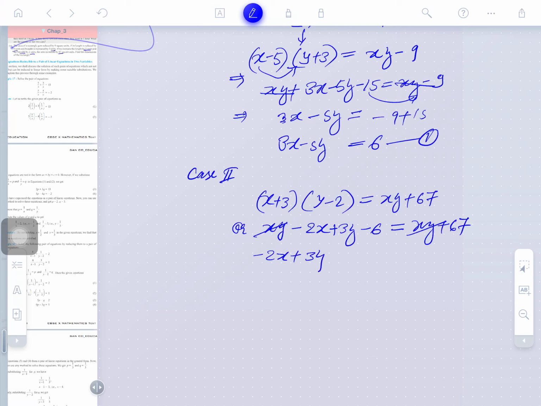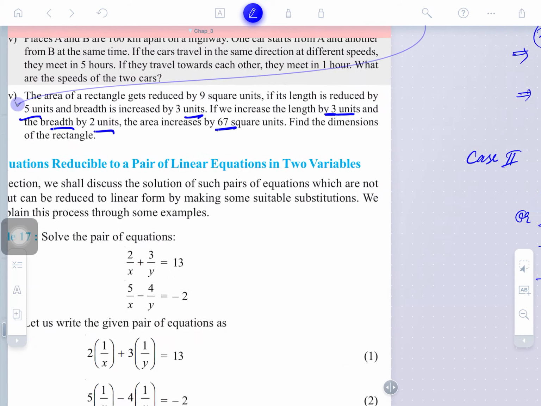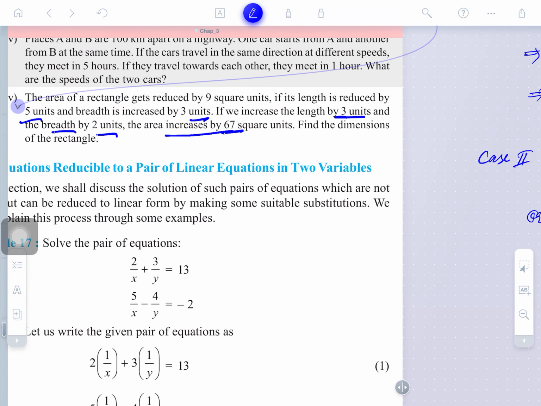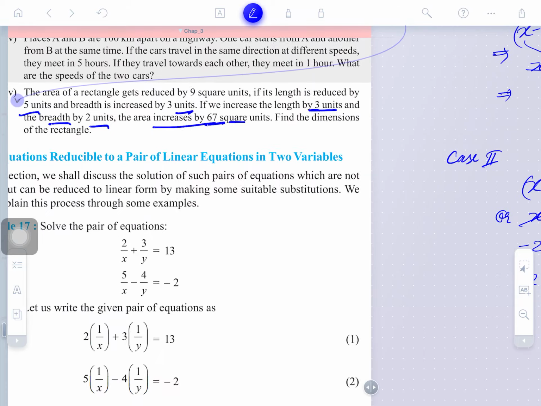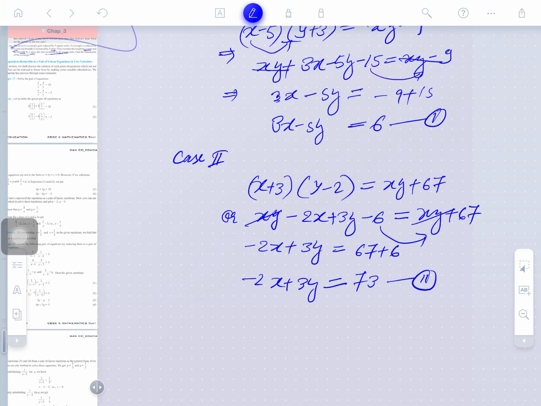Minus 2x plus 3y, and transfer 6 to the right side: 67 plus 6. What is this? It's 73. So minus 2x plus 3y equals 73, equation number 2. Now we have made the two equations. We have to solve them. Area increase by 67.